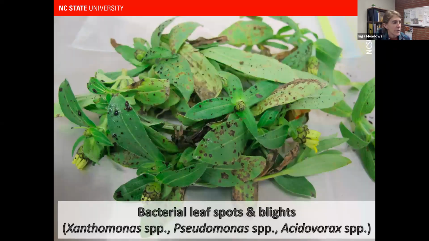So let's move on to the bacterial leaf spots and blights. So generally these are caused by 3 genera. I have Xanthomonas, Pseudomonas, and Acidovorax listed there. You may have seen these. If you've had bacterial leaf spot diagnosed, you may have seen some of these names.